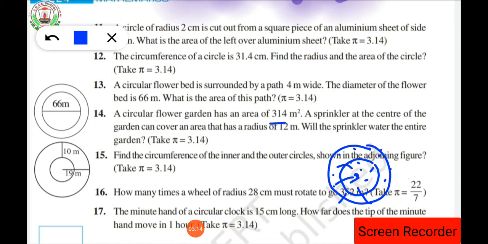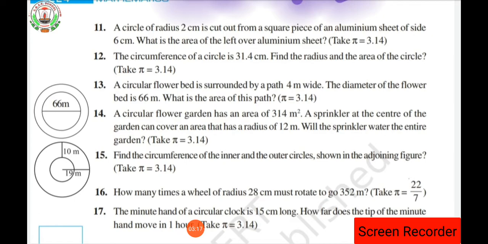The circular flower garden area is given as 314. The sprinkler is going to water the garden up to a 12 meter radius. So with the help of that radius we have to find the area covered by the sprinkler kept at the center. With that area we are going to compare the area of the flower garden. If it is equal or greater, that means the sprinkler waters the entire garden. If the area covered by the sprinkler is less than 314, that means it does not cover the entire garden. While solving the question it will be more clear.